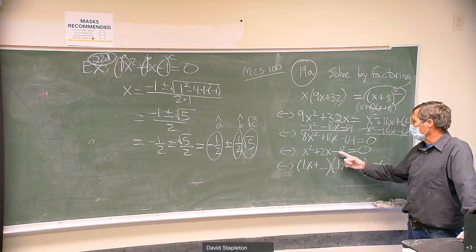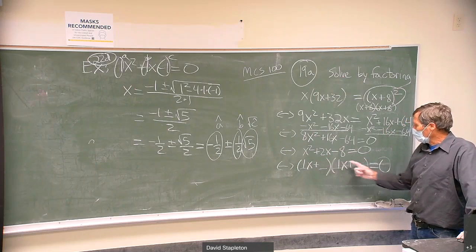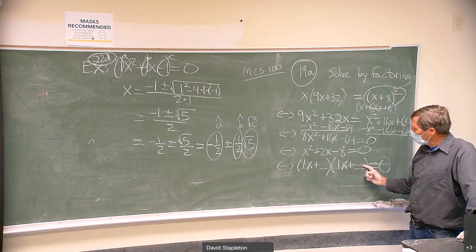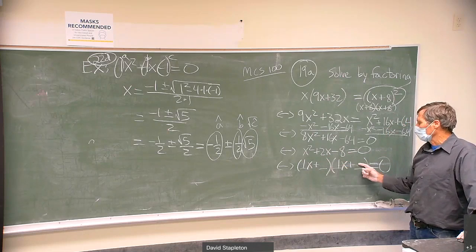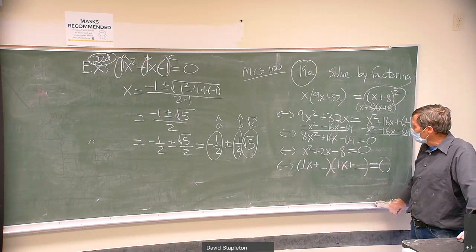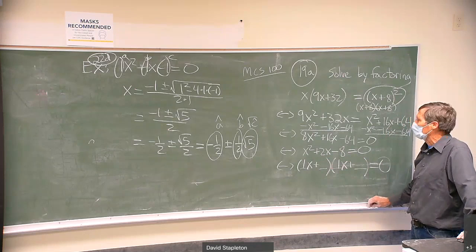Now, there is a minus 8, there is a choice. I can put 1 and 8, 1 and minus 8, or minus 1 and plus 8, or I can put 4 and minus 2, or minus 2 and 4. But that's about it, right? I can't multiply to 8 with integers any other way. And if it's not integers, I won't be able to guess what goes in the back. I'll have to use the quadratic formula.